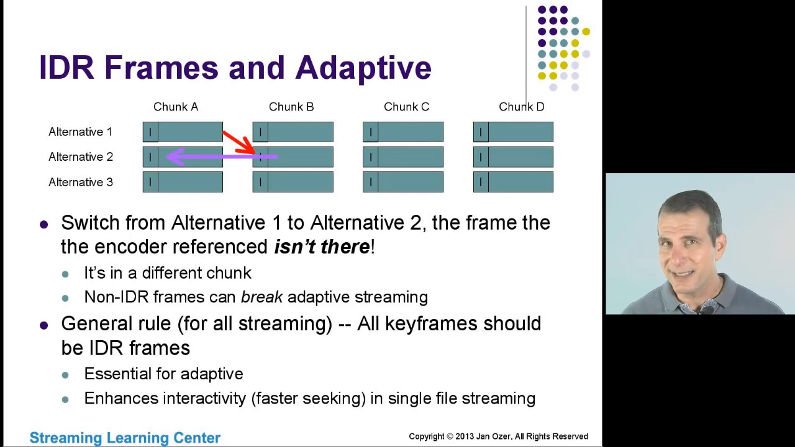General rule for me is anytime I've got this option, I make sure all keyframes are IDR frames. And pretty much for every encoding tool that I've looked at, if you don't have the option to choose IDR frames or non-IDR frames, they're all IDR frames. So I wouldn't worry about it if you don't see this control. If you do see the control, Telestream gives it to you, Rosette gives it to you, then make sure that every keyframe is an IDR frame.